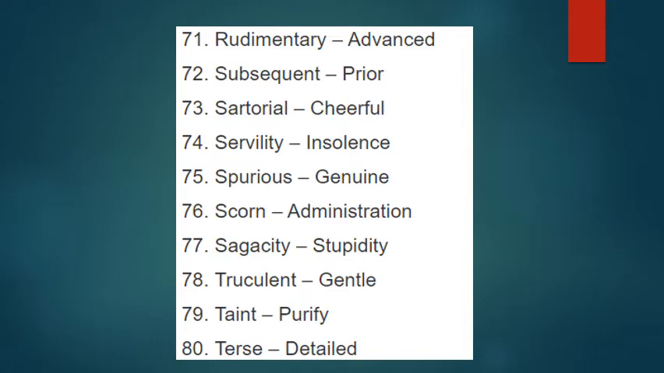Sagacity, wisdom, that's understanding or judgment. Sagacity, wisdom, intelligence, stupidity. Truculent, very aggressive, and gentle. Taint is polluted, or tainted is corrupt. So tainted, now here polluted. Purify. Terse, concise, brief, so detailed. So using very less words, terse and detailed.